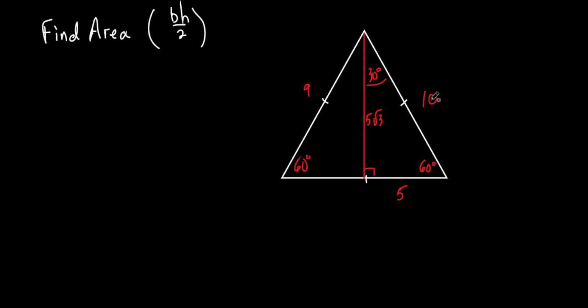So if they give you the hypotenuse, it's not that hard. You find the short one by taking half of it, and you find the longer one by taking the short side, multiplying it by the square root of 3, and you got all the sides. And that's how you would do it. Make sense?